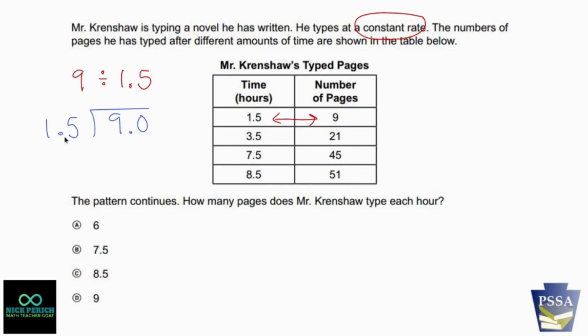So we're going to look at this as 15 goes into 90. How many times? I actually think it's 6. Yeah, because 6 times 15 is 90. So when you subtract, you get 0. No remainder, we're done. Now, since this is a decimal and this is a decimal, you have to move your decimal over, and you have to move your decimal over, which gives you 6.0. So you're going to type out 6 pages per hour.